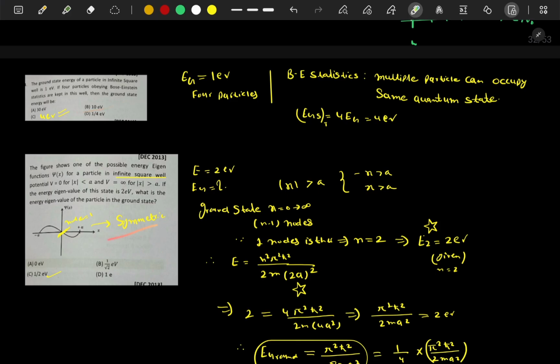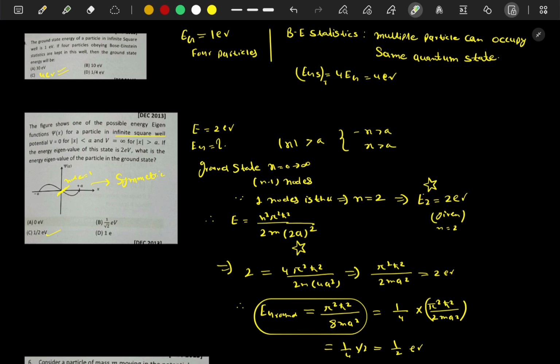Now we have been given a figure, and what is given to us? The energy eigenvalue of the state is 2 electron volt and it is a finite square well. What is the energy eigenvalue of the particle in the ground state? So for the ground state we have to calculate the energy eigenvalue. For calculating the ground state energy eigenvalue, what should you know? You should know the value of n, because E equals n square pi square h bar square upon 2m a square. So for this you should know n. How will you calculate n?